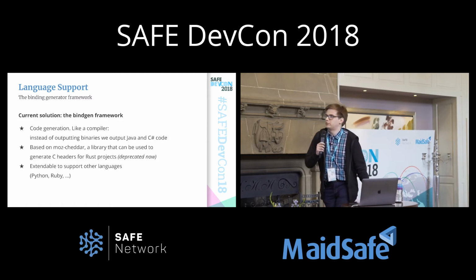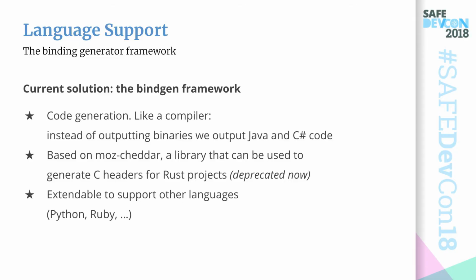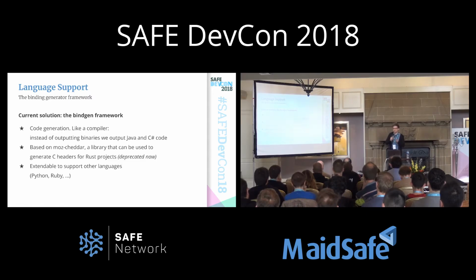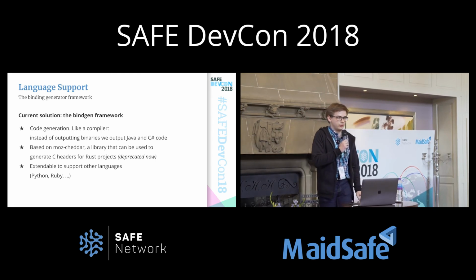We followed the idea of building our own in-house code generator framework. We based it off of the Mozilla project that is called Moz-cheddar. Moz-cheddar has a very similar goal, but it supports only the C language. So we wanted to do the same thing, but for supporting other languages as well. And the basic idea here is actually very simple. We basically take a part of the Rust compiler that parses the code and outputs special structures that are called abstract syntax trees, or ASTs.